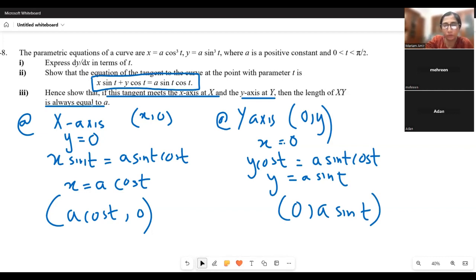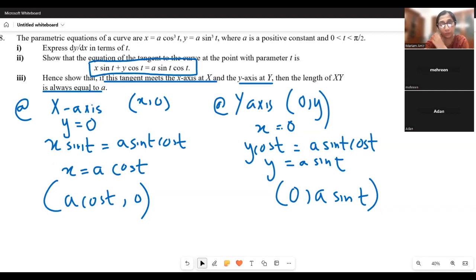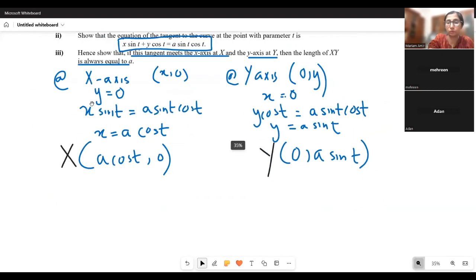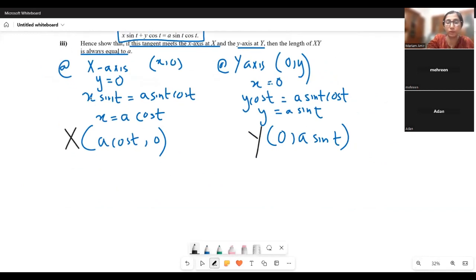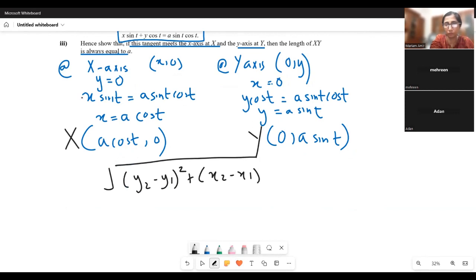Okay. Now you have to show that the length of x, y, this point can be called x, where it crosses the x-axis. This point can be called y, where it crosses the y-axis. You have to show that the length is always equals to a. How do we find the length? From the distance formula from O level, square root y2 minus y1 whole square plus x2 minus x1 whole square.